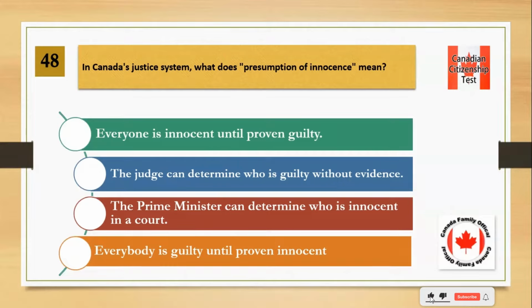In Canada's justice system, what does presumption of innocence mean? Number 1, everyone is innocent until proven guilty. Number 2, the judge can determine who is guilty without evidence. Number 3, the Prime Minister can determine who is innocent in a court. Number 4, everybody is guilty until proven innocent. And the answer is everyone is innocent until proven guilty.